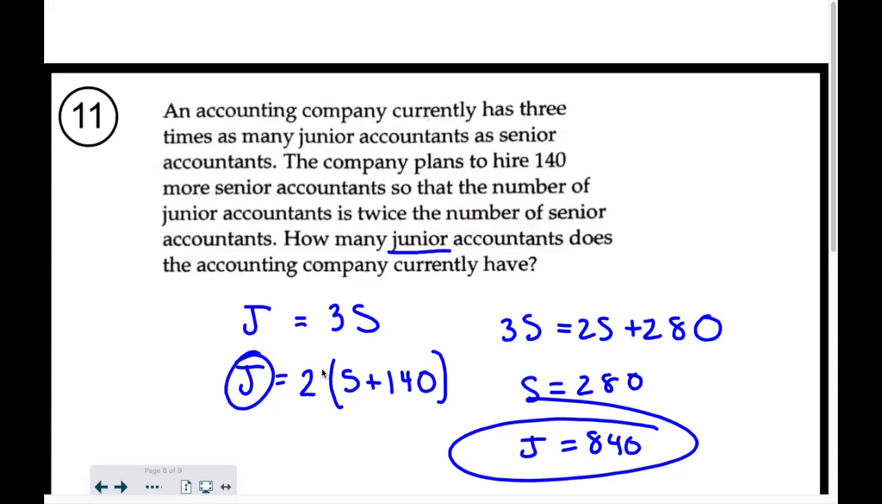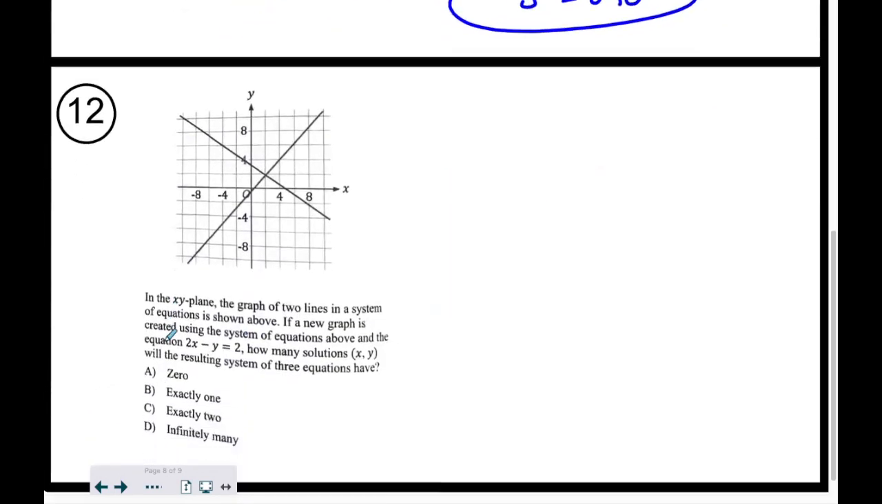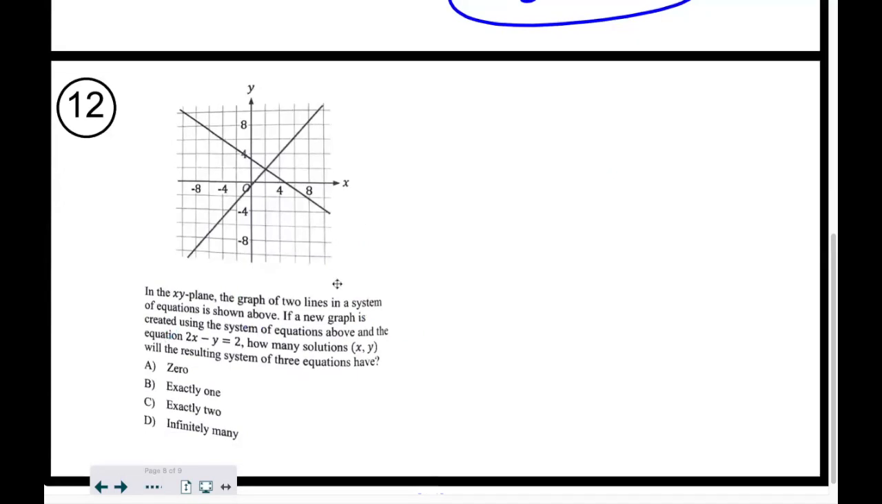Okay. On to the last one. This one's a little bit tricky. So they've got a system of equations already that's there, and then a new graph is created using this system and then this equation.